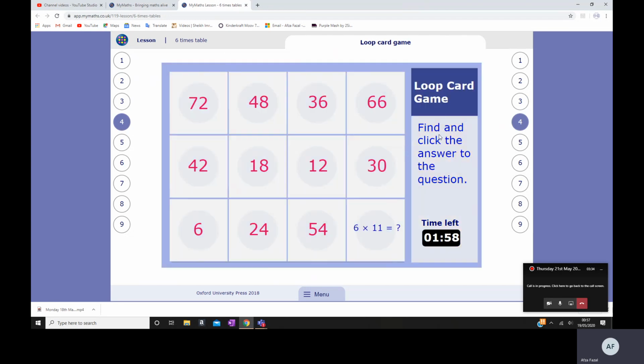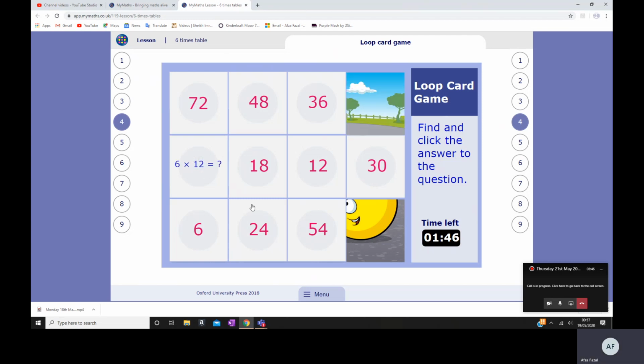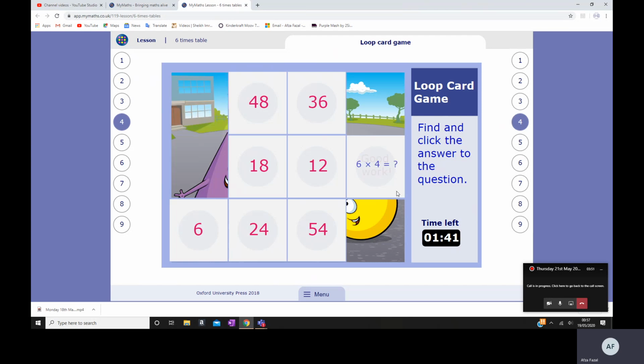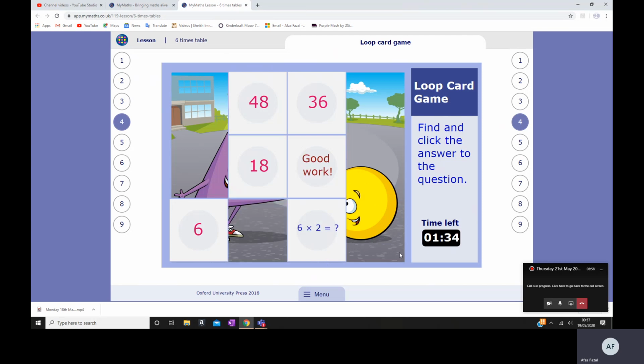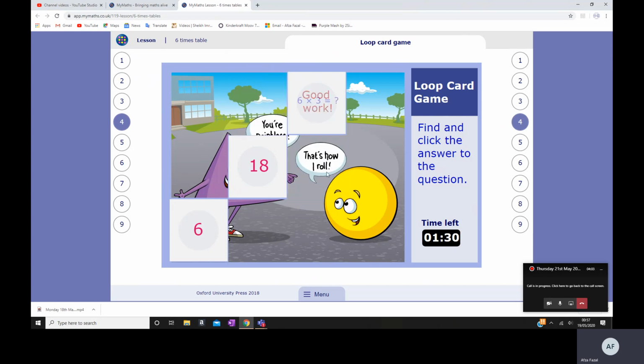Loop card game. Find and click the answer to the equation. Okay, 6 times 11, 66. 6 times 7 is 42. 6 times 12, 72. 6 times 5, 30. I want to know what the picture is now. 6 times 4, 24. 6 times 9, 54, 6 times 2, 12, 6 times 8, 48, 6 times 6, 36, 6 times 3, 18, 6 times 1, 6.